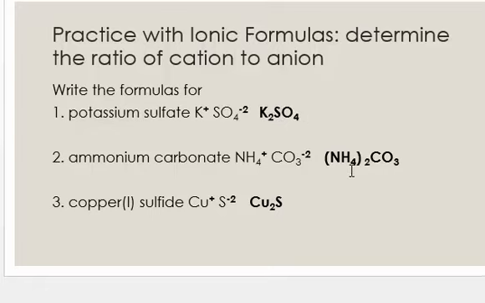Since 2 ammonium cations are needed to cancel out the negative 2 charge of carbonate, we put parentheses around the formula for ammonium since it's a polyatomic ion, and a subscript of 2. Without the parentheses, the formula would have a subscript of 42 for the hydrogen, which is not correct. Whenever more than one polyatomic ion is required in a formula, we use parentheses.